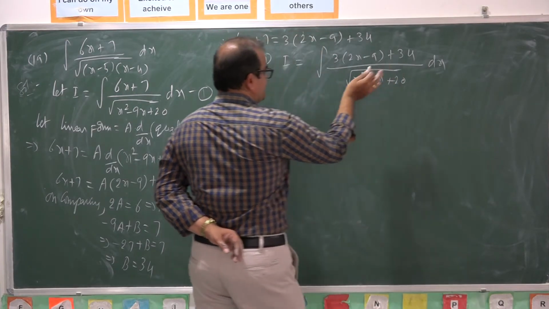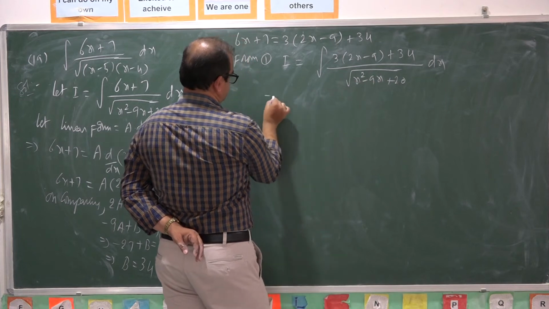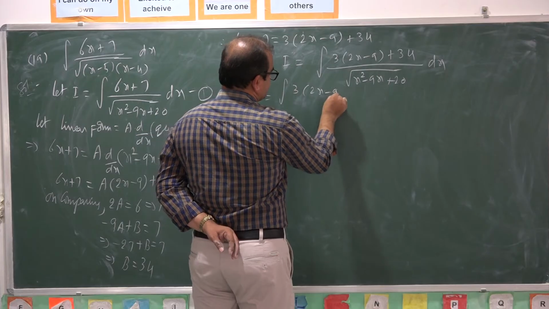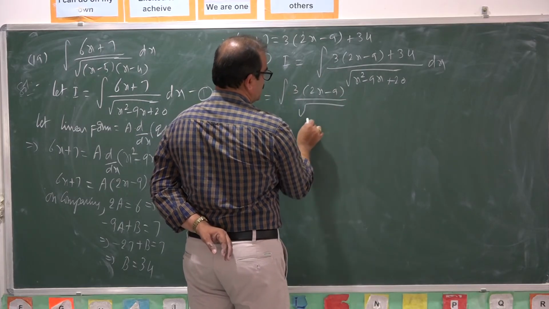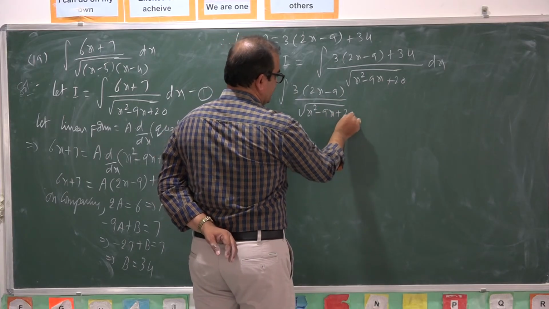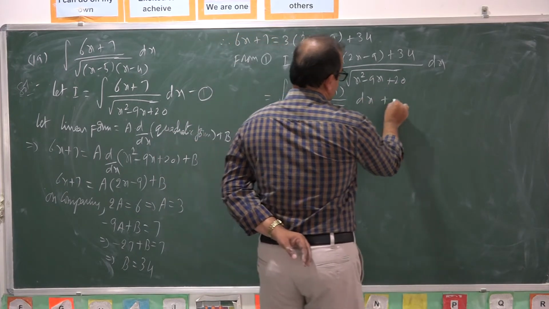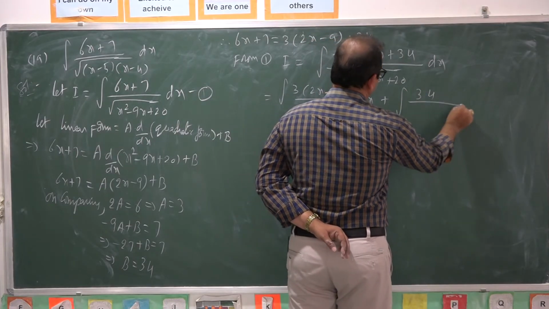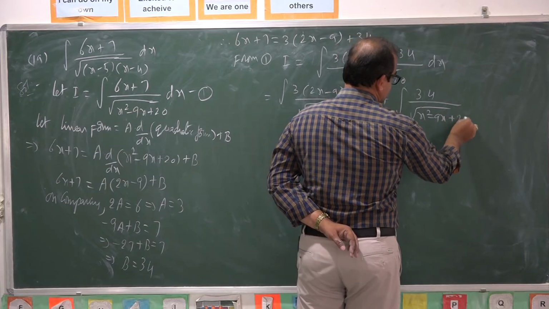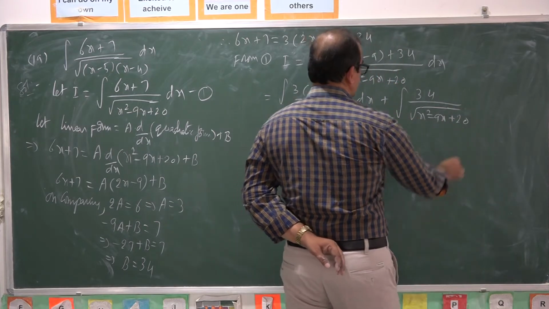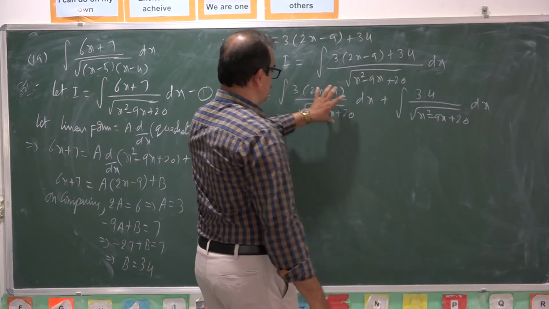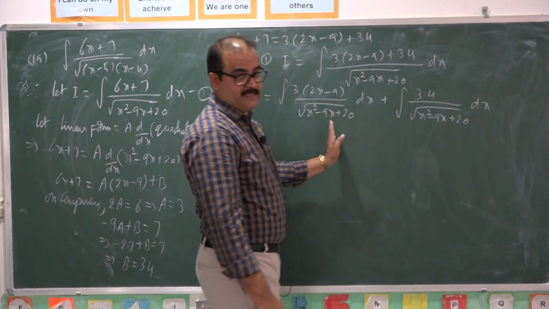Now we divide it separately. Integral of 3 into 2x minus 9 by root of x square minus 9x plus 20 into dx plus integral of 34 by root of x square minus 9x plus 20 into dx. Now we evaluate both the integrals separately.